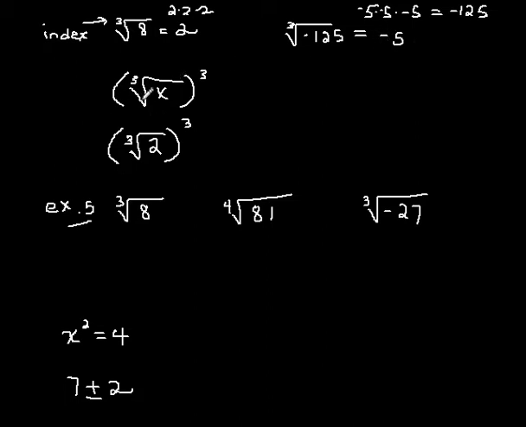Now remember how I said if you square a square root, the number comes out? The same thing, if you cube a cube root, the number under the radical comes out. So that would just be x. So, for instance, if we had the cube root of 2 cubed, the answer would just be 2. If the index matches the power, the number comes out.